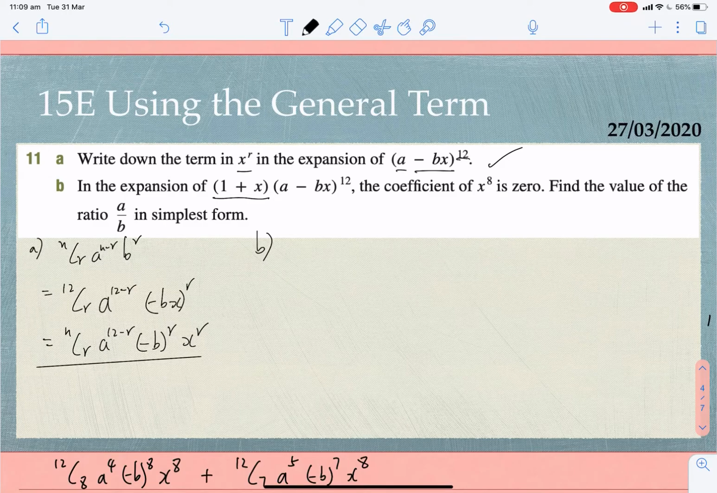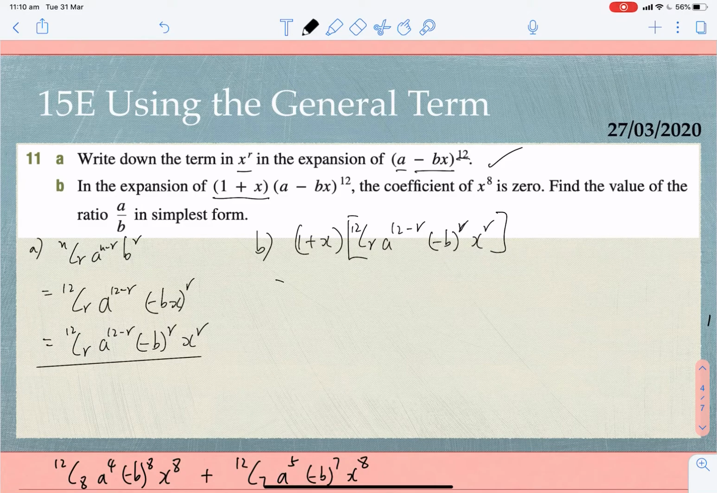And then find the coefficient of x to the power of 8. Well, this is a little bit more difficult. So what about we just times the general term, because we know exactly what that is. Okay, so 1 plus x, we times the general term here, 12 choose r. Sorry, I apologize. So it's 12 choose r, a to the power of 12 minus r, negative b to the power of r, and x to the power of r. Okay.